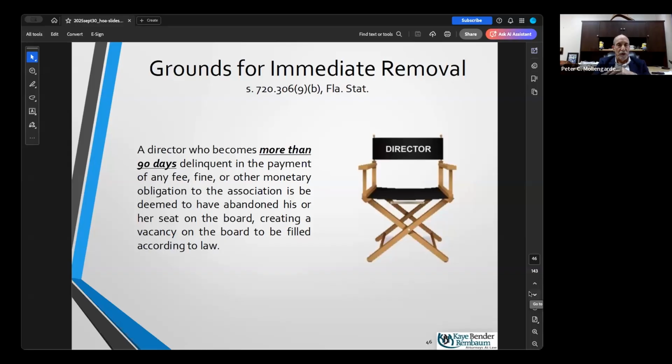Now, another way to be kicked off the board, for lack of a better phrase, is this: a director who becomes more than 90 days delinquent in the payment of any fee, fine, or other monetary obligation to the association is deemed to have abandoned his or her seat on the board, creating a vacancy on the board to be filled according to law. So unlike the other ones where you're suspended until the matter has been dropped or dismissed, if you're off the board because you're more than 90 days delinquent, you are off the board.